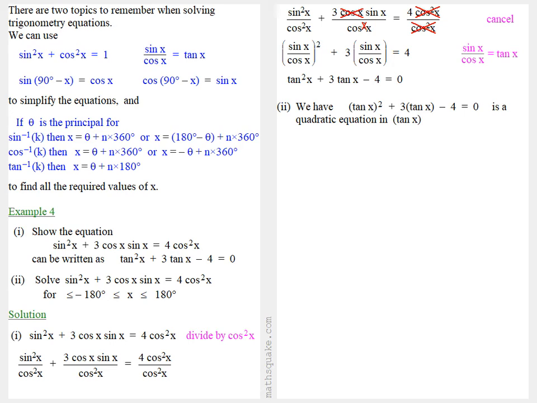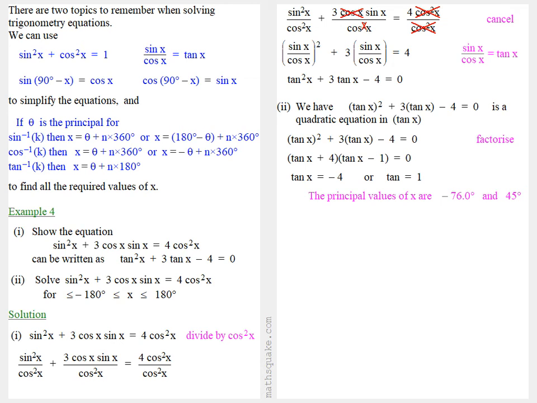Now in part 2 we've got tan squared x plus 3 tan x minus 4 equals 0, which is a quadratic equation in tangent of x. So tan squared x plus 3 tan x minus 4 equals 0 factorises as tan x plus 4 into tan x minus 1 equals 0. Now that means tangent of x is equal to minus 4, or tangent of x is equal to 1.